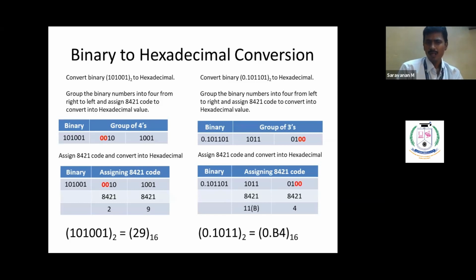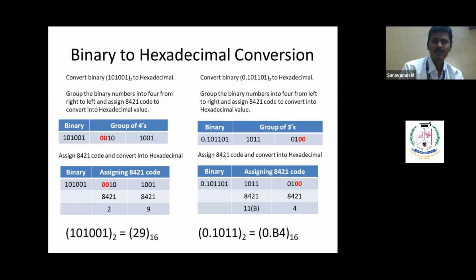For the second group, we are left with only two numbers, that is 10. So we can append two more zeros at the left-hand side so that we get 0010 as the second group. So the first group is 1001 and the second group is 0010. Now apply the 8421 code. Wherever one is there, take that value and add it up. For 1001, we have 1 at the positions 1 and 8. So add 1 and 8 and we get 9.